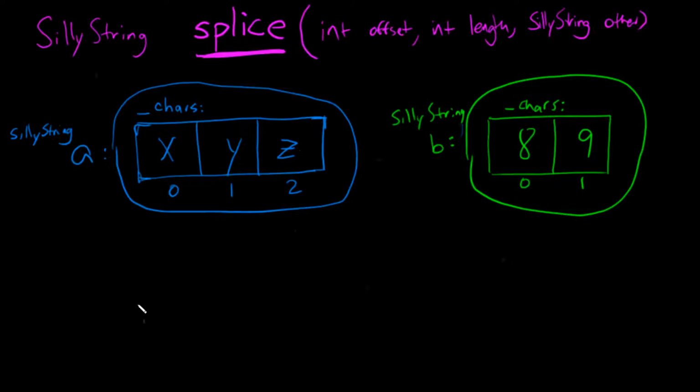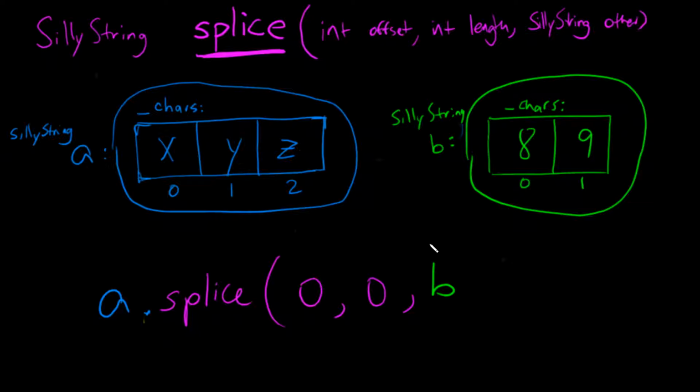So the way that we call splice is something like this. We say A dot, and then we give the method name, splice, and then we need to give some arguments that correspond to these parameters. So let's say we're starting at offset 0 with a length of 0, and our silly string that we are using as the other is going to be B. Okay? So let me just label these. Even though this wouldn't show up in your code, I want to label these arguments.